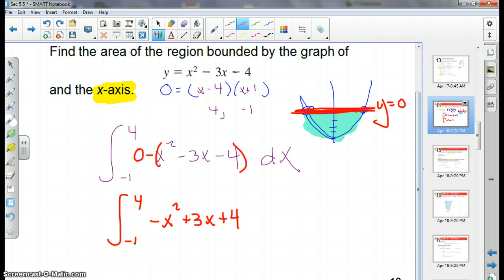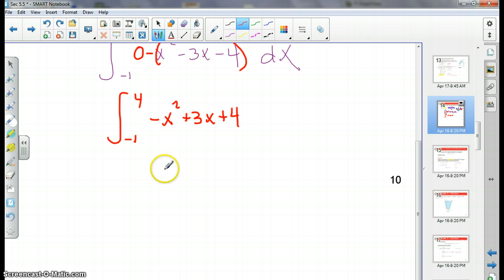Let's see what we can do to integrate this. Increase this by 1, divide by that exponent, increase this by 1. Who is that? 3 halves x squared and plus 4x.